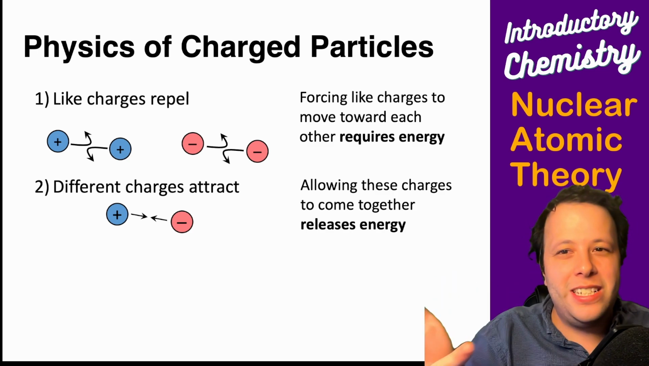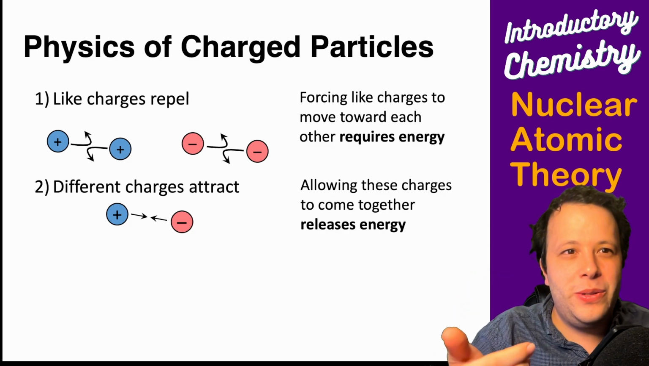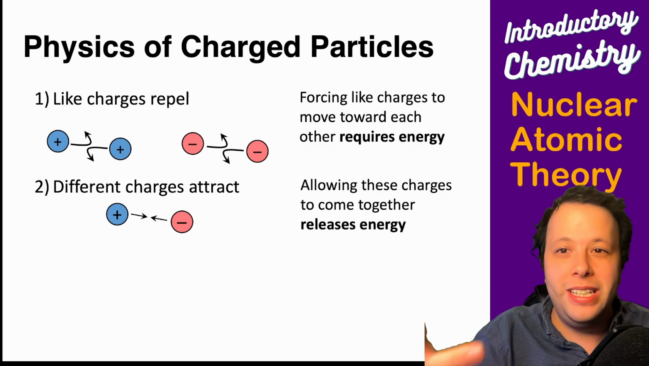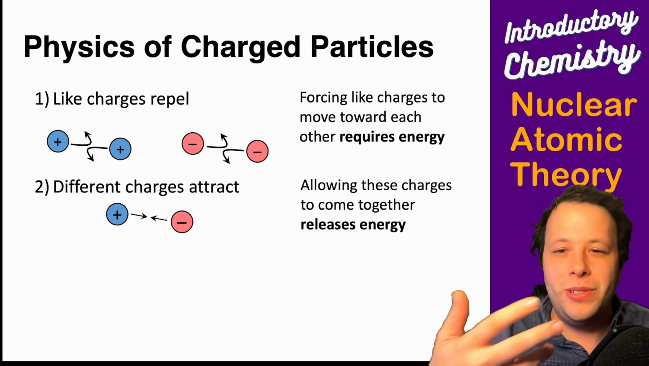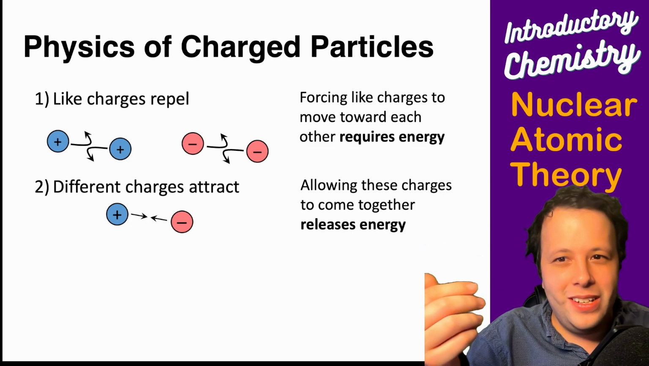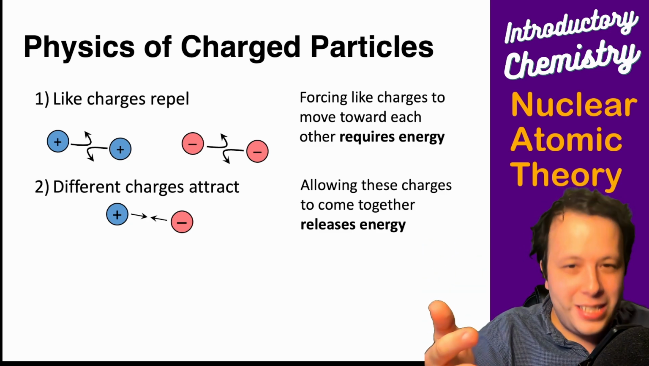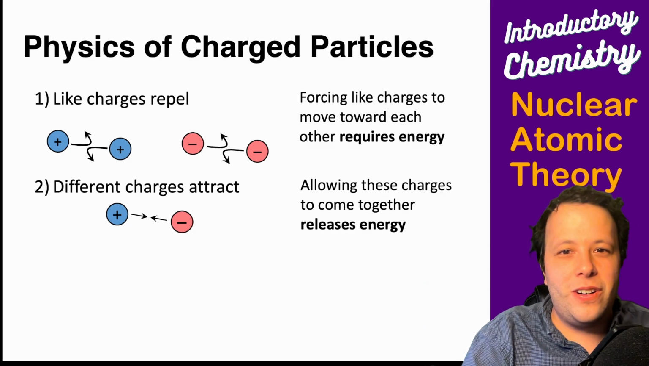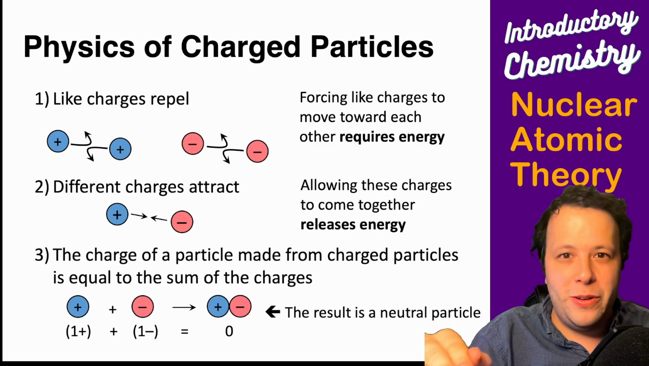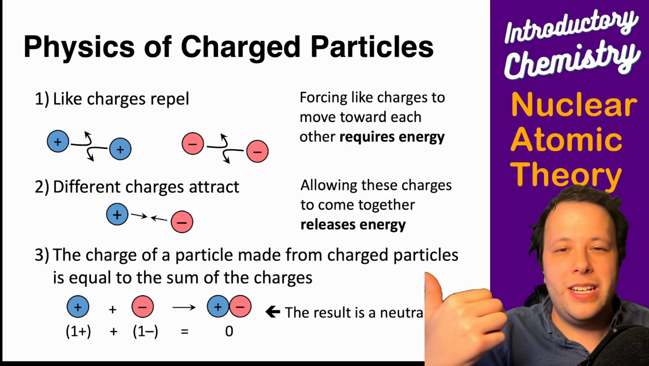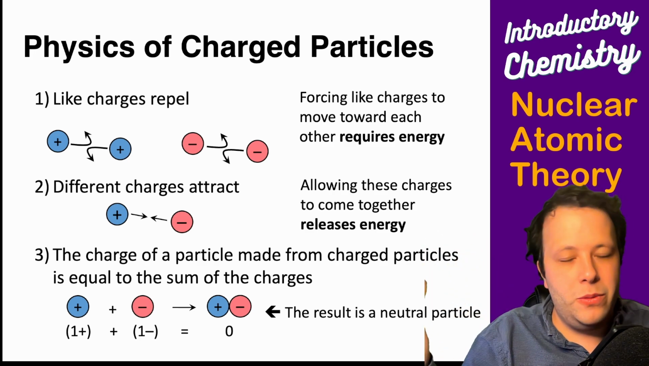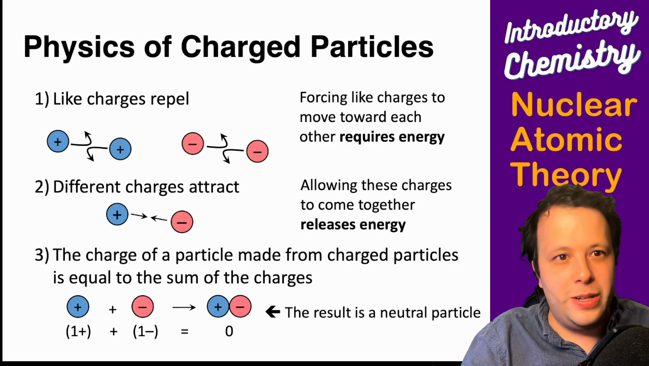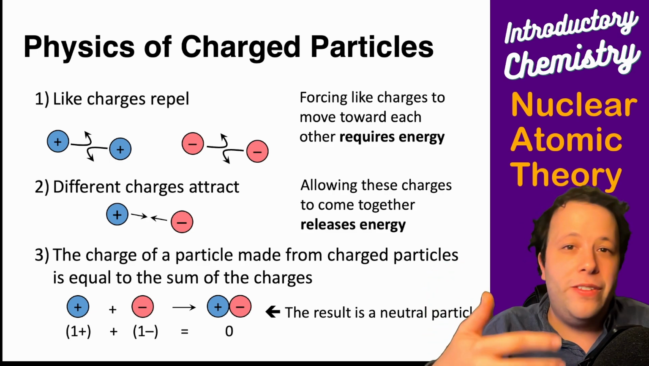A positive and a negative are attracted to each other. When they are attracted, they release energy, so it's favorable. Releasing energy is easier to do. Now, when you have a positive charge and a negative charge, the sum of those, if you have +1 and -1, what do you get? Well, you'd get 0, right? So the idea is that you'll have a neutral particle.